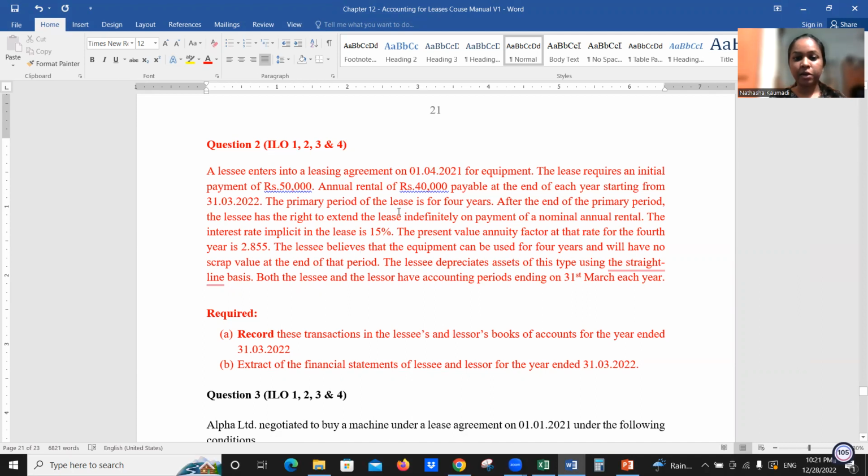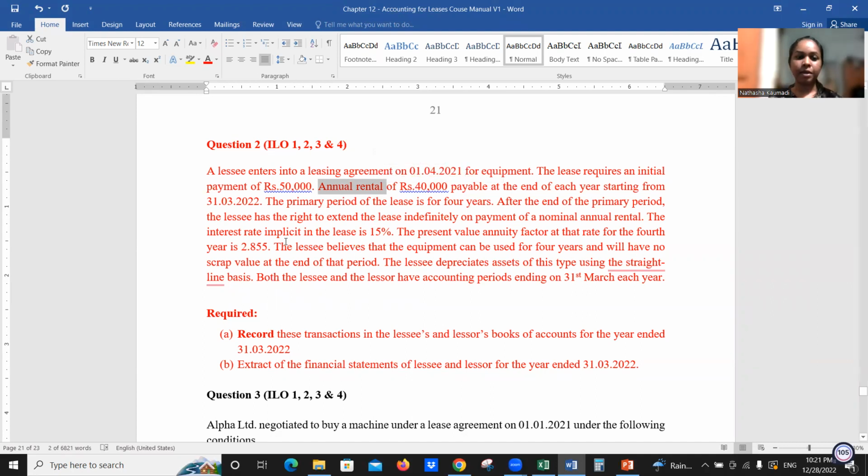The primary period of the lease is for 4 years. Now the lease period is for 4 years. So how many lease rentals? How many installments? If they are annual installments, as mentioned, annual rentals, there will be 4 installments because the period covered by the lease agreement, the lease period, is 4 years.